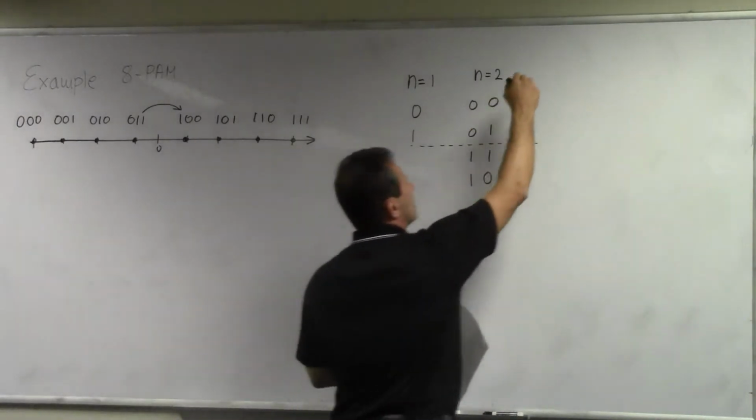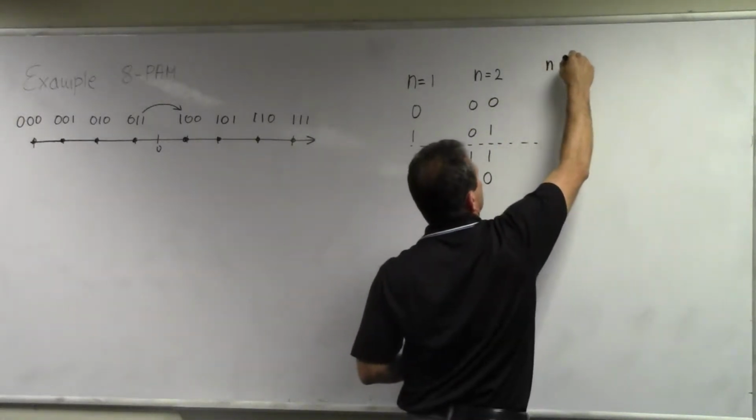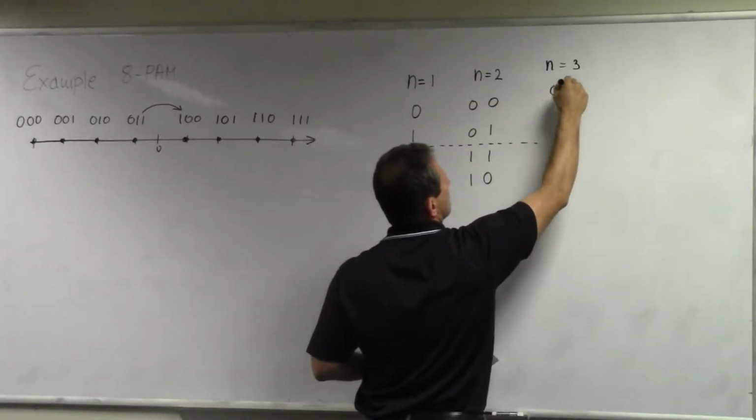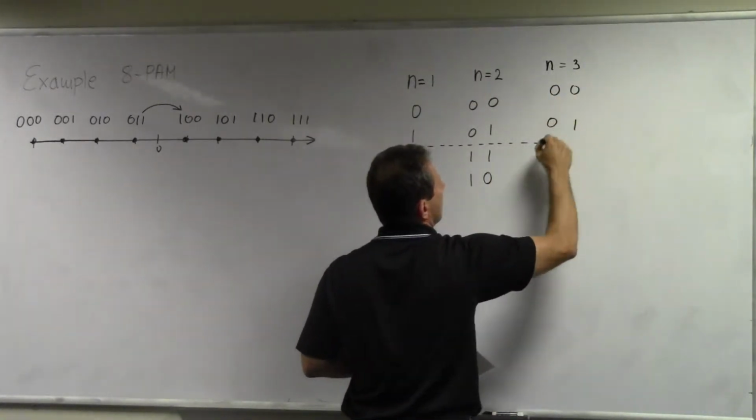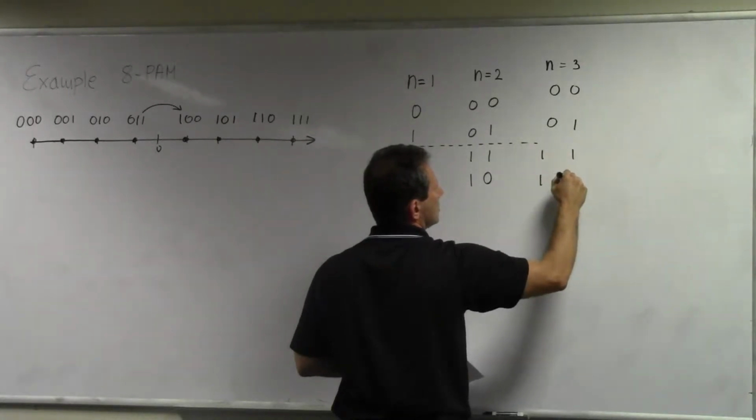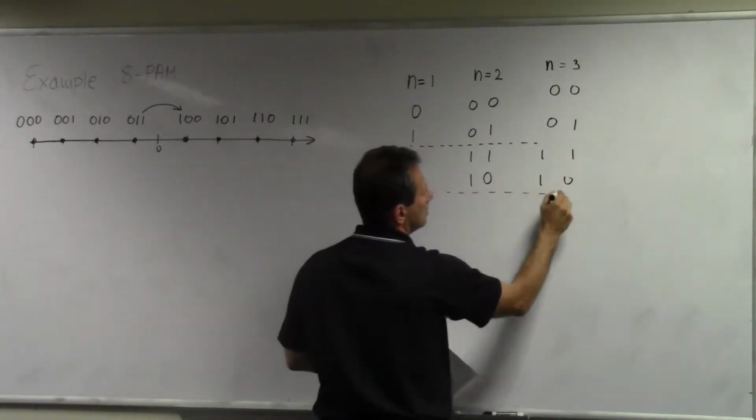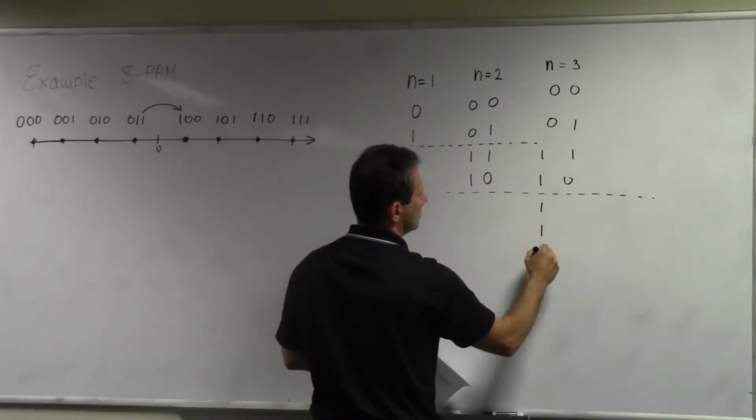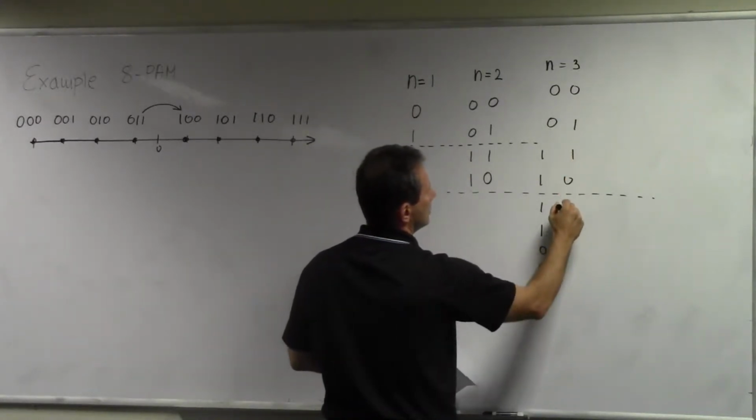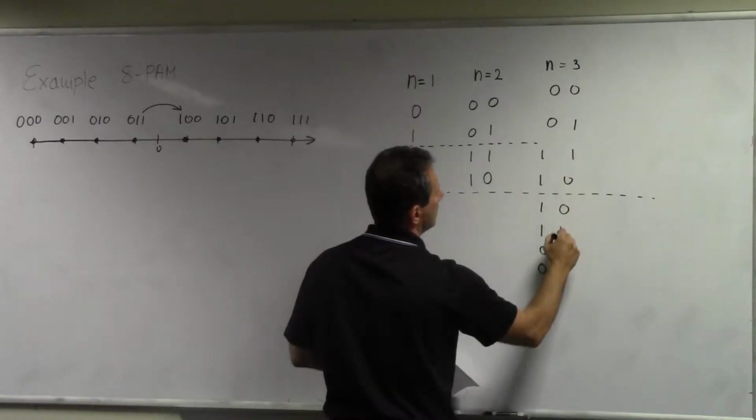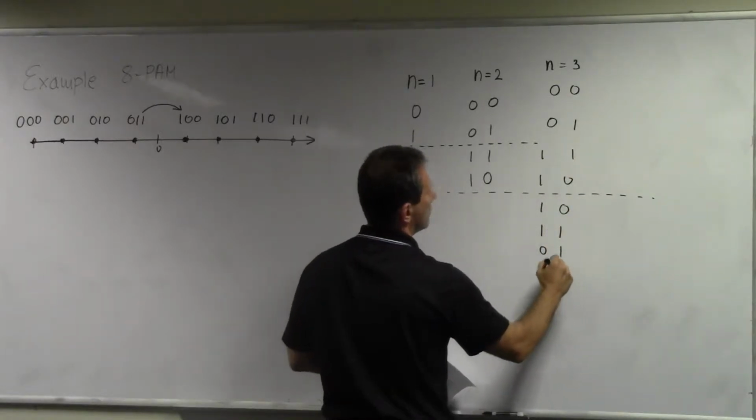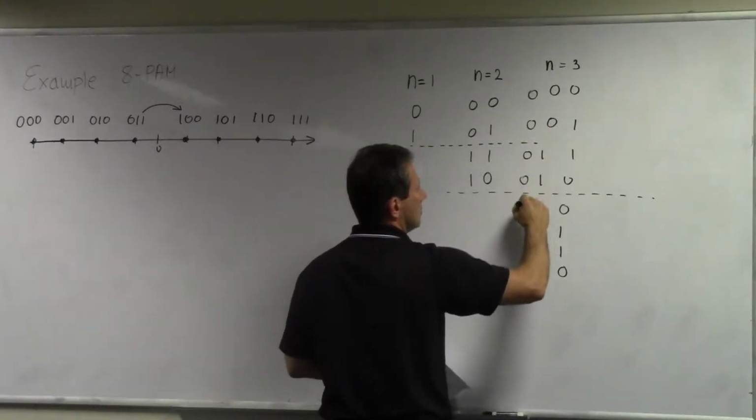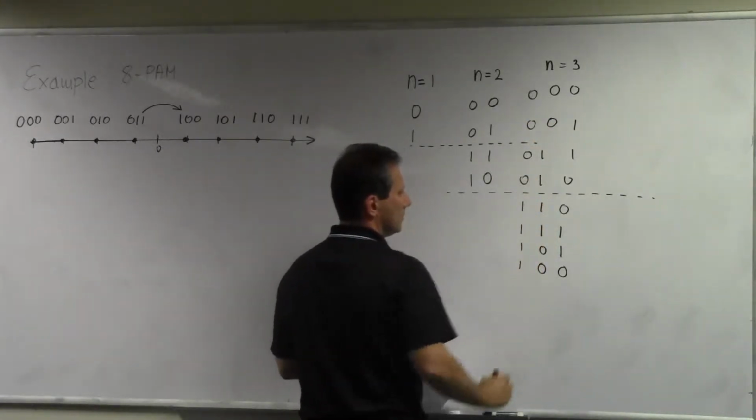Let's take it one more time. So n equals 3. You take whatever you have here, you repeat it once again. 0 0, 0 1, 1 1, 1 0. Here's the mirror. And then you do that again. So it is 1 0, 1 1, 0 1, 0 0. And then you add 0 0 0 0 to the upper half and 1 1 1 1 to the lower half.